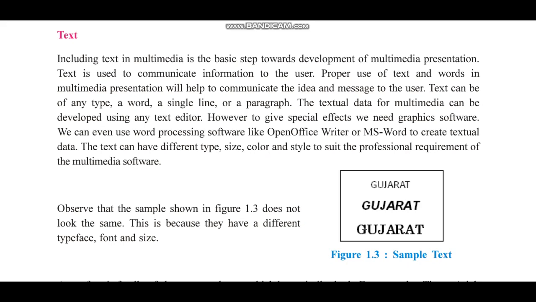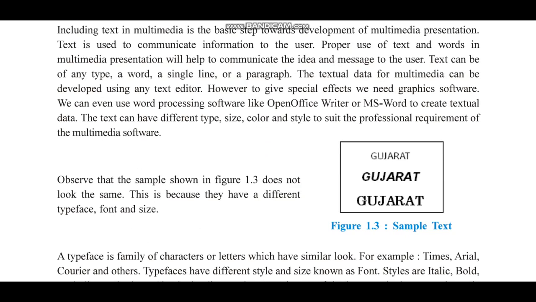Now, on the right hand side, in image 1.3, you can observe one thing. This is the sample text that has been mentioned. You have to observe that the samples shown in figure 1.3 do not look the same. This is because they have a different typeface, font, and size. In this you can see Gujarat written 3 times, but each time the text is different, the size is different, and this is not proper.